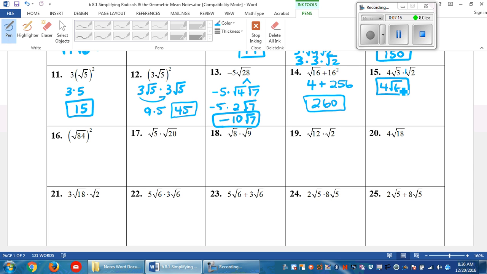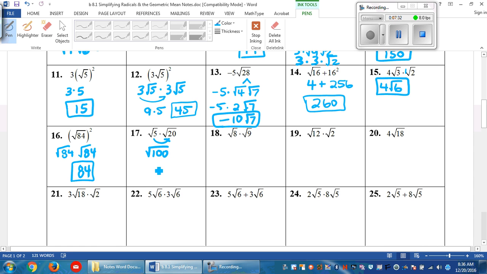16. We got root 84 times root 84, which you know is just 84. Root 5 times root 20. Remember, roots with roots. Outside numbers with outside numbers. So that becomes 100. Root it, get 10. Same concept, get root 72. Not as nice as root 100, but you can break this up into root 36 and root 2. So 6 root 2 becomes the final answer.